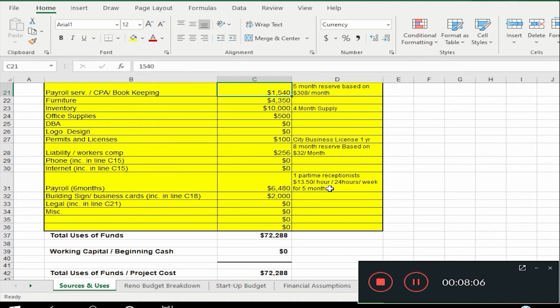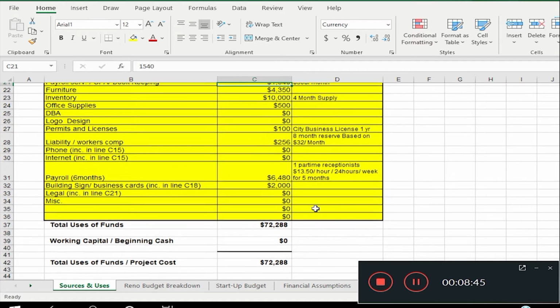And then I wanted to put aside at least a 5-month reserve for my receptionist. And I'm paying her at $13.50 per hour, or I was paying her at $13.50 per hour for 24 hours a week. You see how detailed I'm being? Because when you lack details, you guys, there is so much room for error, and that can cause a lot of loss and unexpected expenses that can come up that can just throw a wrench in everything you have going on. So ensure that you are being as detailed as possible in that, you guys.